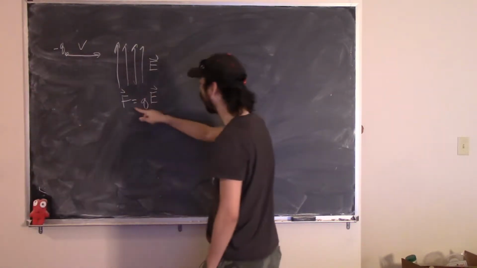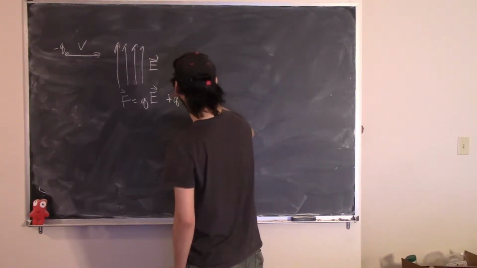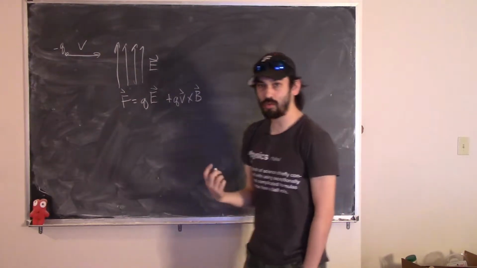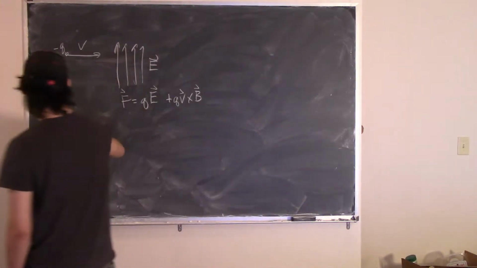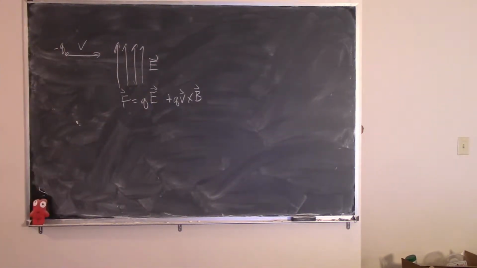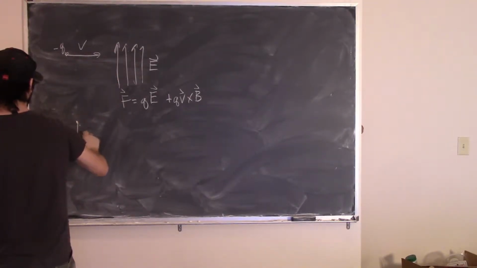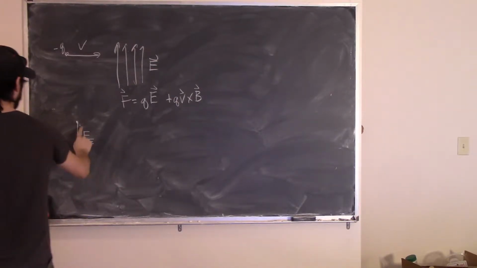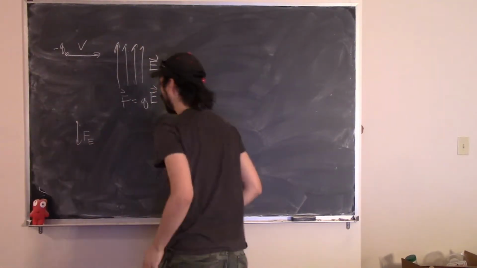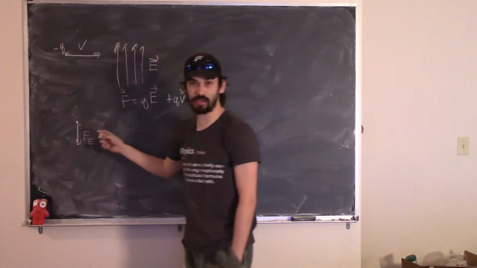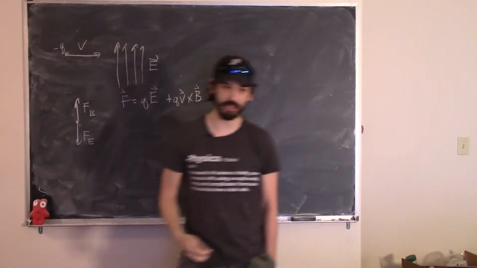This says that F vector is equal to Q times E vector plus Q times V cross B vector. Okay. So what does it mean for this to move through undeflected? Well, it means that the sum of the forces acting on this particle is 0. So my electric force, Fe, is going to point down, because the electric field points up but we have a negative charge. That means in order to balance it so there's no net force here, the magnetic force Fb has to be pointing up.